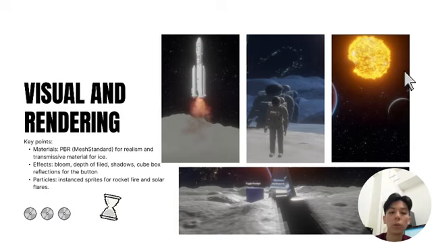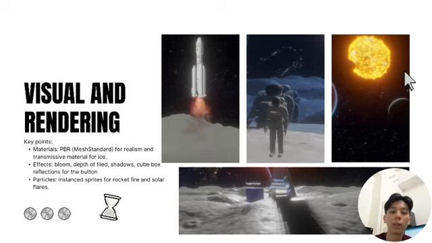Let's move on to our visual and rendering part. Here I have three key points. First, we apply a physically based rendering material for our eye object. You can see in the second image, the eye surface reflects the foreground scenes. Also, it shows some background scene on the eye surface.